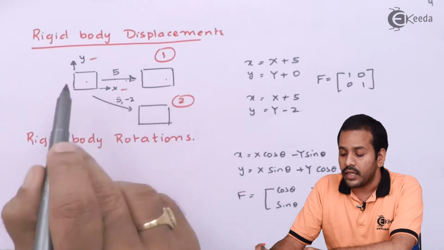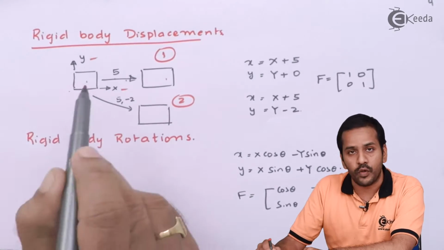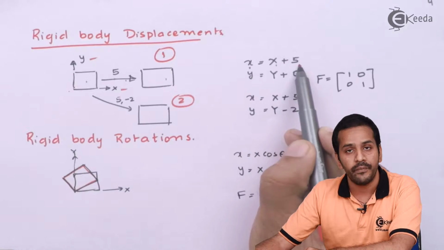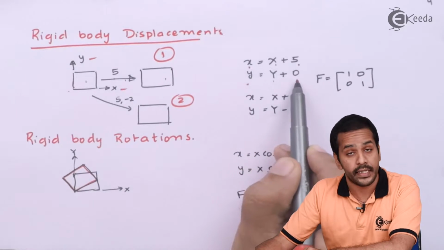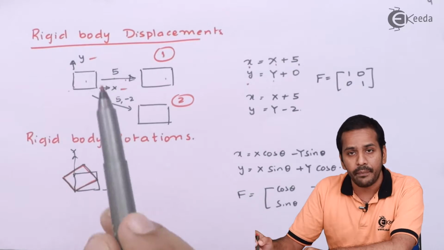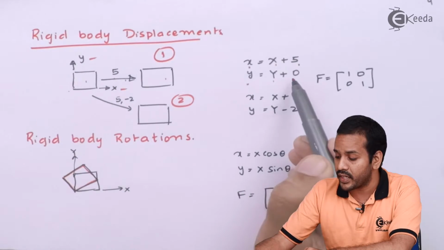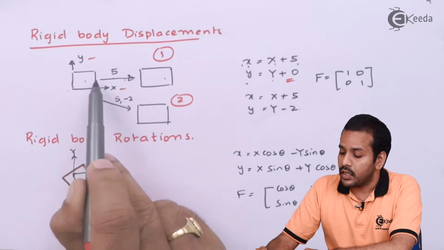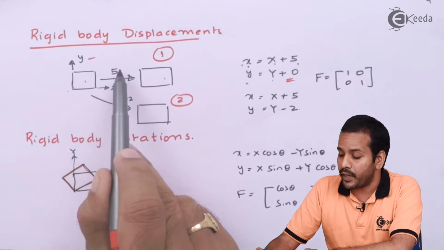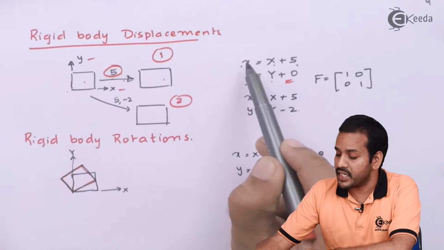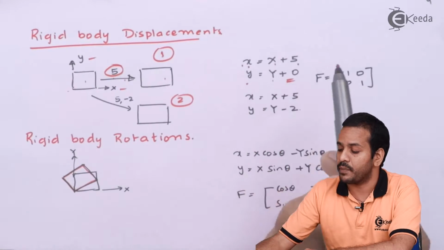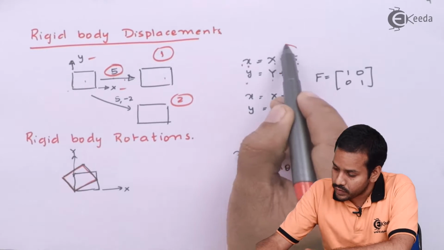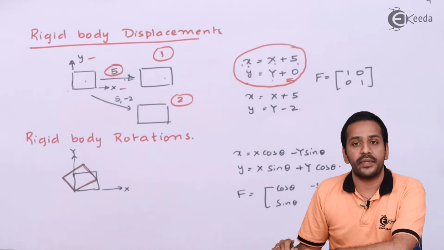In order to represent the mapping of this motion, I can write small x is equal to capital X plus 5 and small y is equal to capital Y plus 0. That is, there is no translation in the y direction, which is why I kept 0. Now, all the x coordinates have been incremented by 5 units, so small x is equal to capital X plus 5. So these represent the mapping.